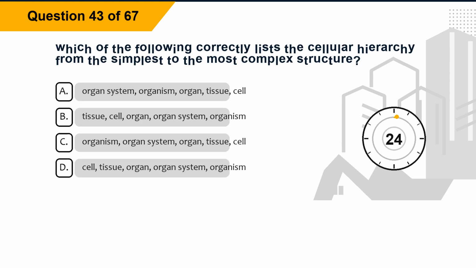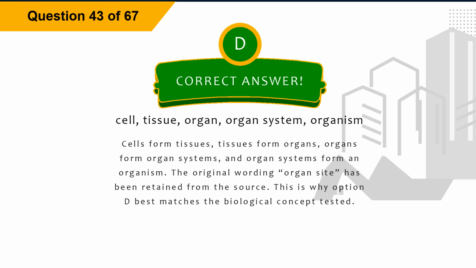Question 43. Which of the following correctly lists the cellular hierarchy from the simplest to the most complex structure? Option A, organ system, organism, organ, tissue, cell. Option B, tissue, cell, organ, organ system, organism. Option C, organism, organ system, organ, tissue, cell. Option D, cell, tissue, organ, organ system, organism. The correct answer is option D, cell, tissue, organ, organ system, organism.